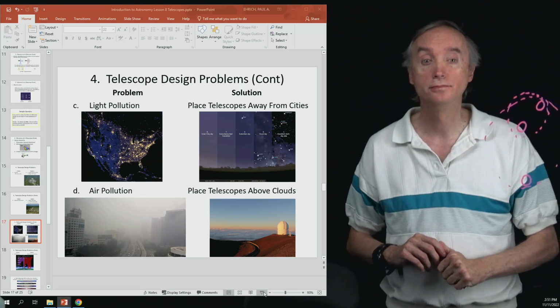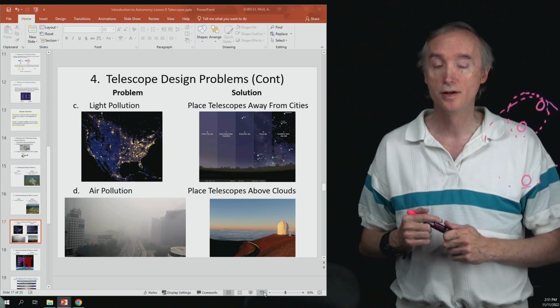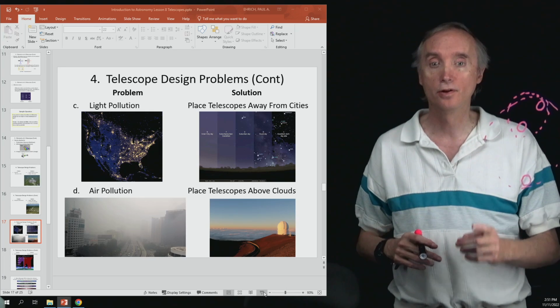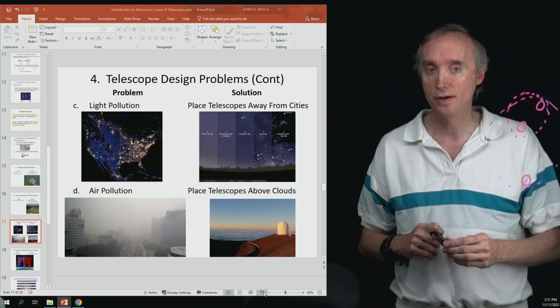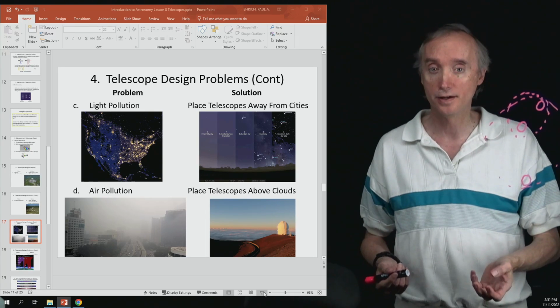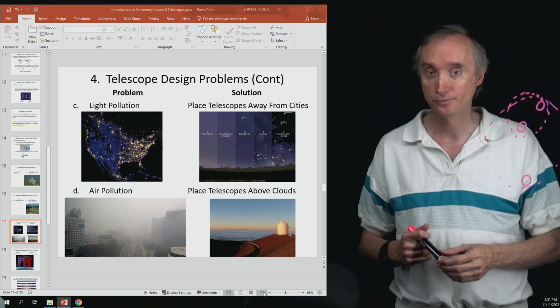Another problem with telescopes is light pollution. So here in Springfield, Missouri, if you go out at night and you look up at the sky, chances are you're not going to be able to see that many stars because there's so many street lamps and car headlights, and it just kind of blocks it out. We call that light pollution.